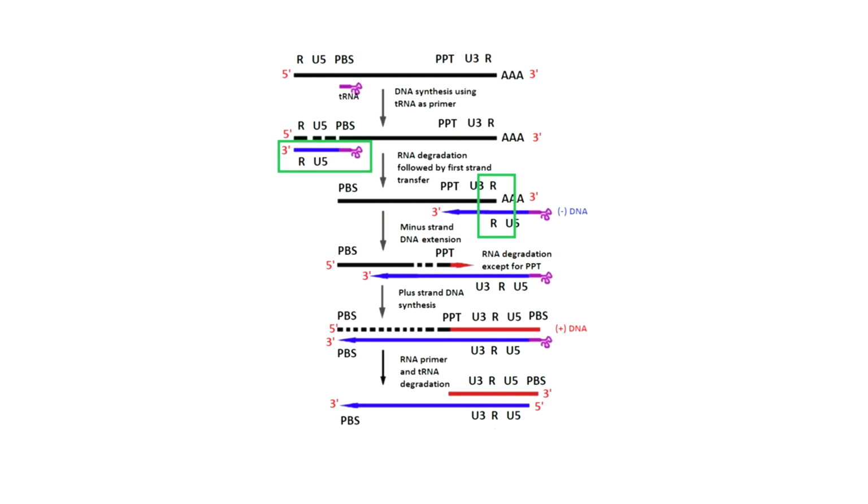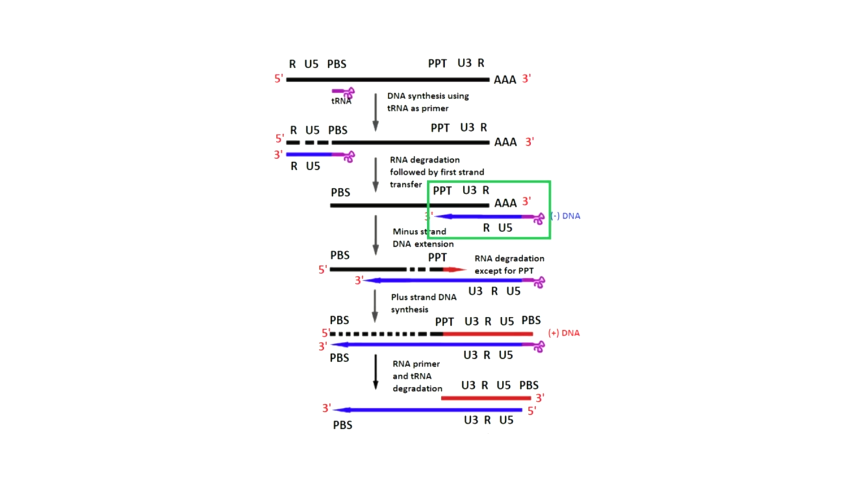So the net result is that the R region of the nascent DNA strand moves from the 5' end of the virus RNA to the 3' end of the virus RNA and base pairs with the repeated sequence at the 3' end. So this DNA strand is further extended by reverse transcriptase using the 5' region of the virus RNA as template.